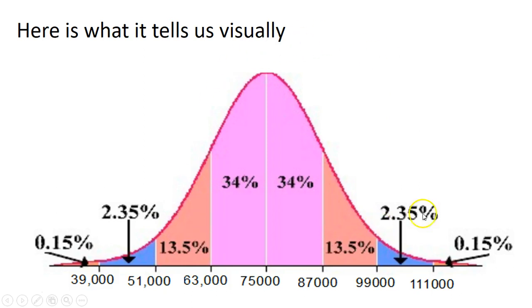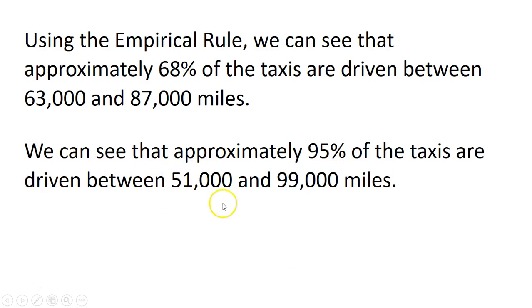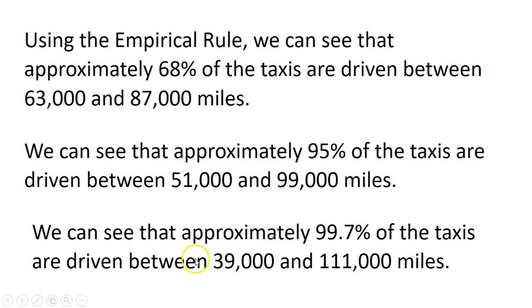That is something that is usual. But anything above 99,000 miles is an unusual measurement, and anything below 51,000 is also an unusual measurement when talking about driving. We can see that approximately 95% of the taxis, again, are between 51,000 and 99,000 miles. We can see that approximately 99.7% of the taxis are driven between 39,000 and 111,000. So anything outside of that is extremely rare and extremely unusual if that was to occur.